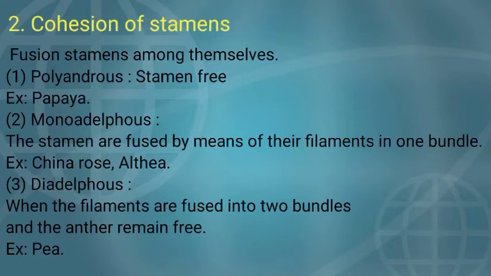In this condition, stamens are fused by means of their filaments into one bundle. Example, China rose, Althea. Third one, didelphous condition. In this condition, filaments are fused into 2 bundles and the anther remains free. Example, Fabaceae family plants, pea.